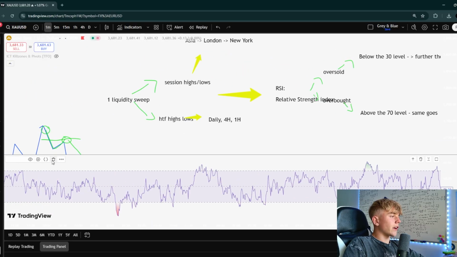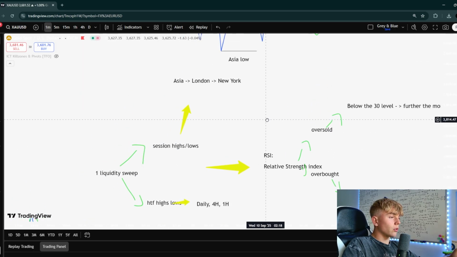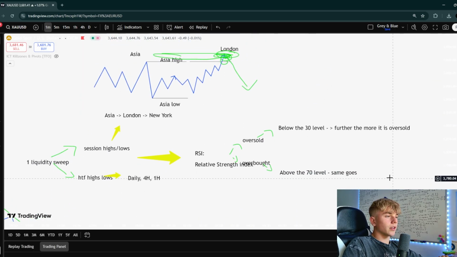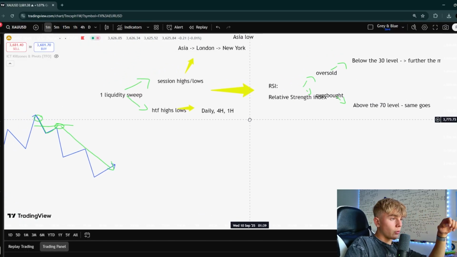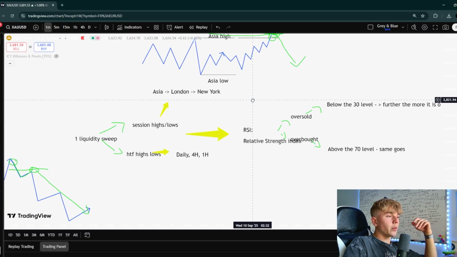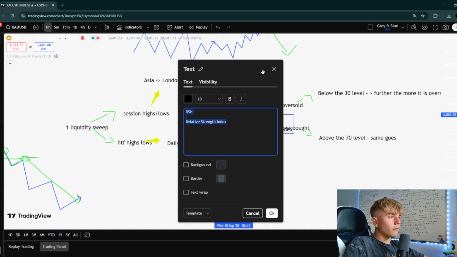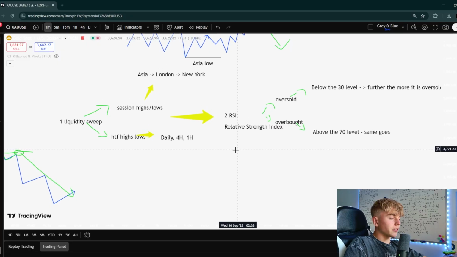So far, if I get rid of this, we have liquidity sweep spotting a potential reversal, and we have the RSI which also spots a potential reversal. Now these two things aren't signs of a reversal, but they're signs that a reversal could happen. This is why we need to have more confluences building up together, so we can get a bigger picture of the market and have an idea, okay, what do we think the market is going to do next?